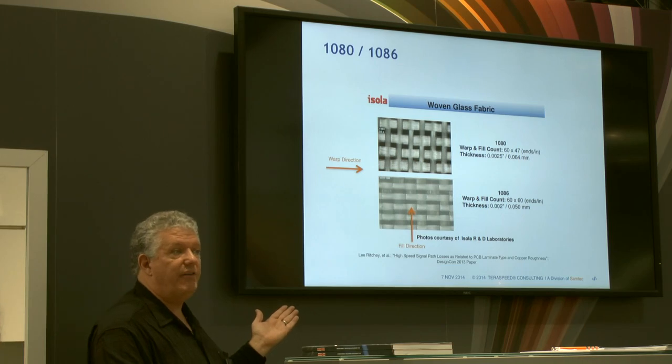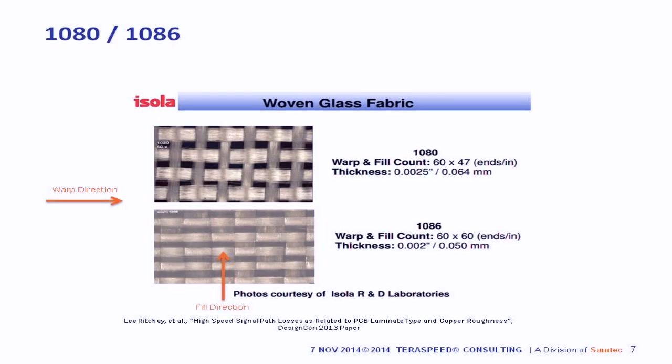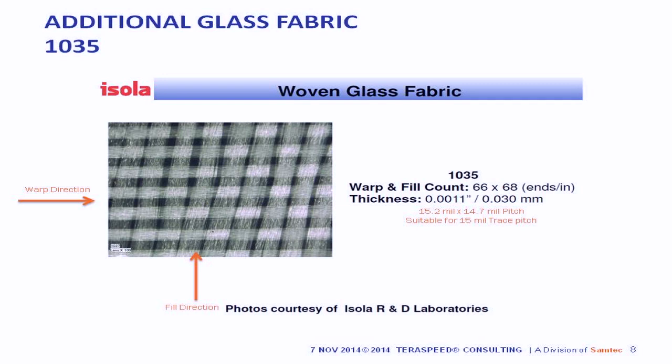1080 is a very common fiberglass used in thin printed circuit boards. You can see its irregular weave causes electronic property problems. And the replacement for that is 1086, which again has this square weave and has spread fibers that provide very good coverage of the printed circuit board area. And then finally, this is 1035, which is a very, very thin, 30 micron thick fiberglass.